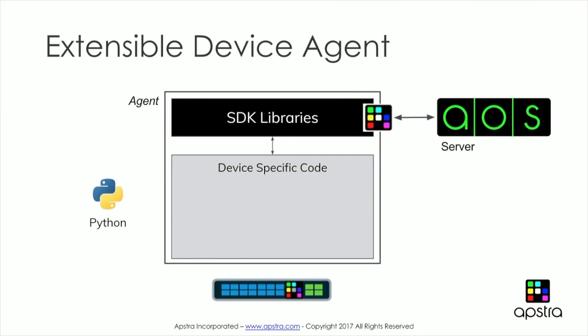And so in the middle here, I represent a box that represents an agent. And think of an agent as a software process. If you were to do a ps, for example, you would see one process for every device that you manage. And inside that process, what we have is essentially a device driver piece of code. And that is responsible for opening the connection to the device and owning the management channel or channels. And that's something you write once.